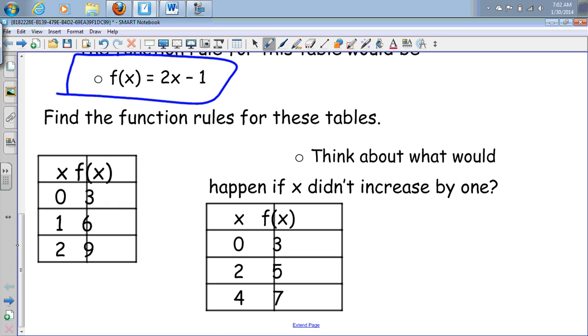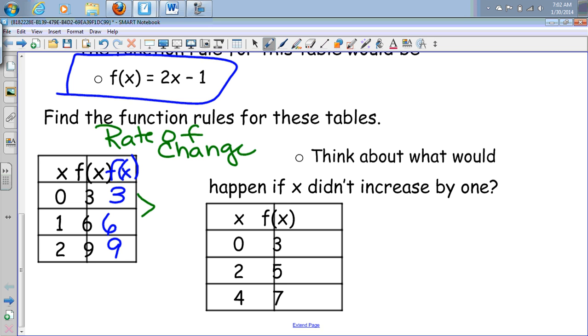Let's look at this one. This one kind of got a little goofed up here. This should be f of x. This is 3, 6, 9. Once again, we're looking for rates of change. So the change in my f of x, 3 to 6, is 3. 6 to 9 is 3. So my rate of change in y is a constant of 3.